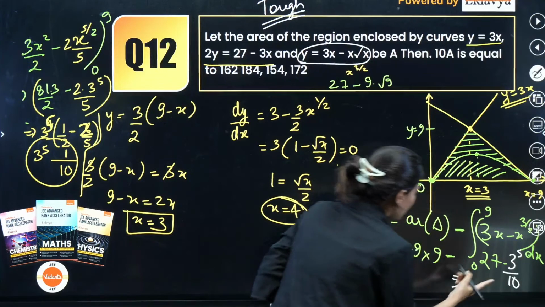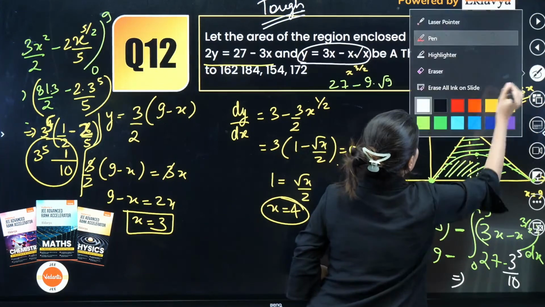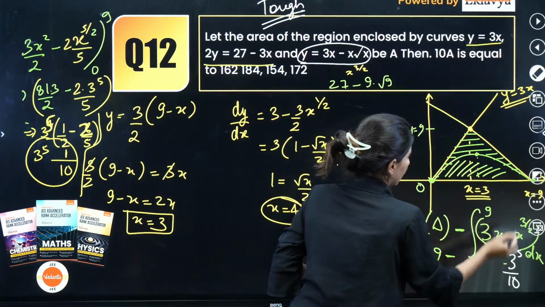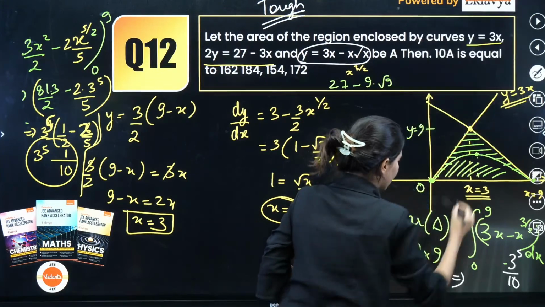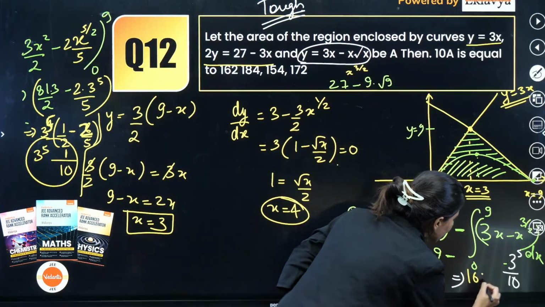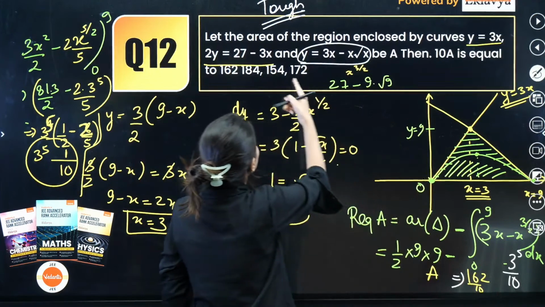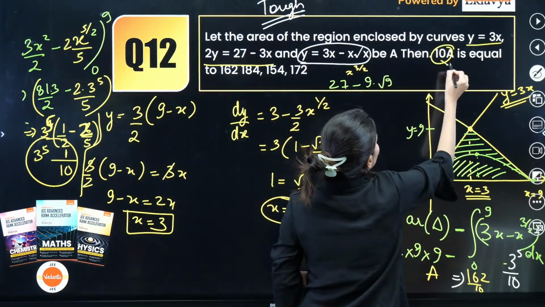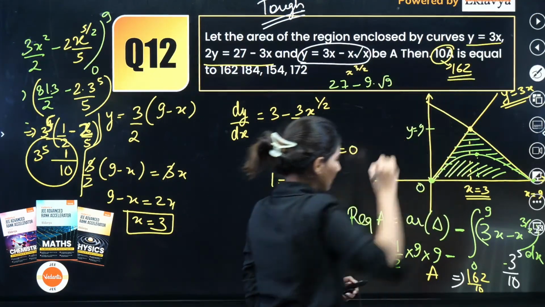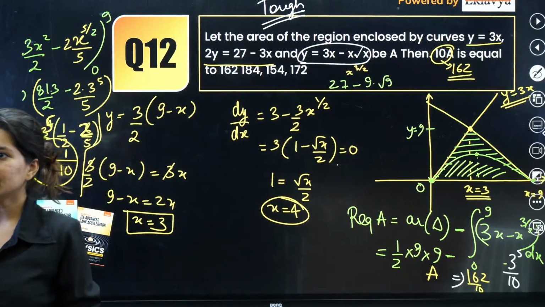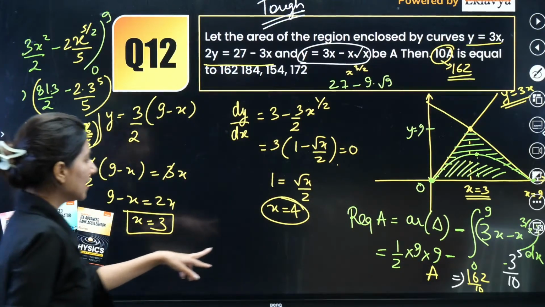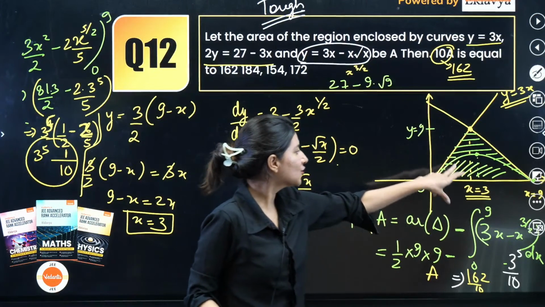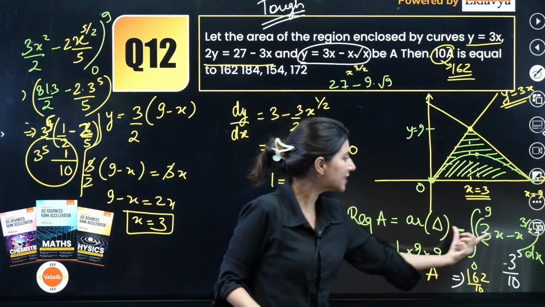So if you solve it, what do you get? And erase this 27 as well. The final answer of area will be 162 by 10. You are looking for 10A, so 10A will be 162. So the required area of this triangle is half into base into height, minus this integration.